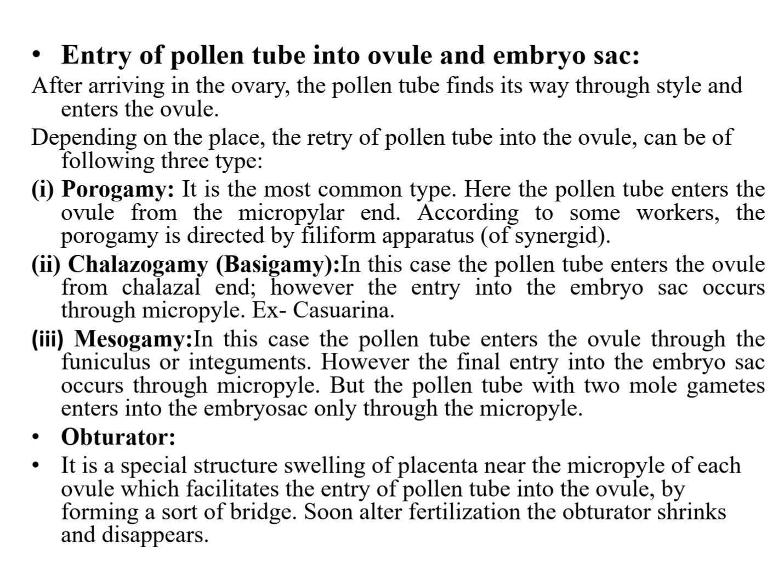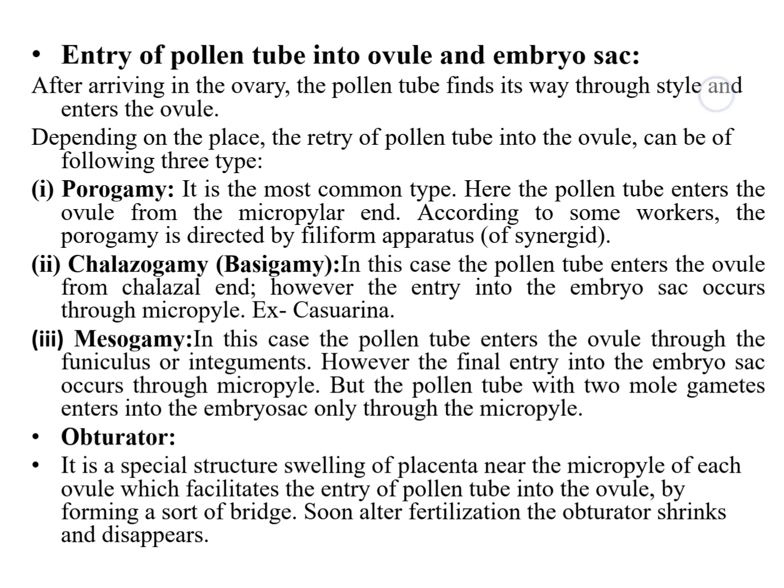Then obturator, it is a special structure, a swelling of placenta near the micropyle of each ovule, which helps or facilitates the entry of the pollen tube into the ovule by forming a sort of bridge. Soon after fertilization, the obturator shrinks and disappears because its role is over.